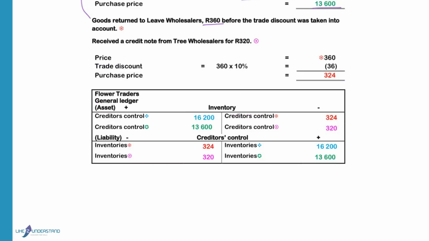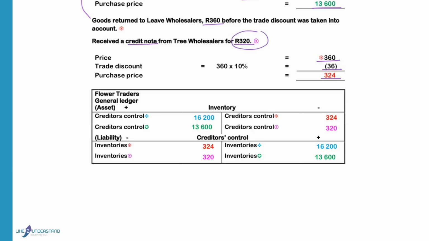On the 360 Rand that was returned, we will deduct the 10% of 36 Rand and record the entry for 324 Rand. Receive a credit note. If the credit note is received and they tell you what is the amount, it means they've already taken the trade discount into account, and this is the amount that you will record for the entry.